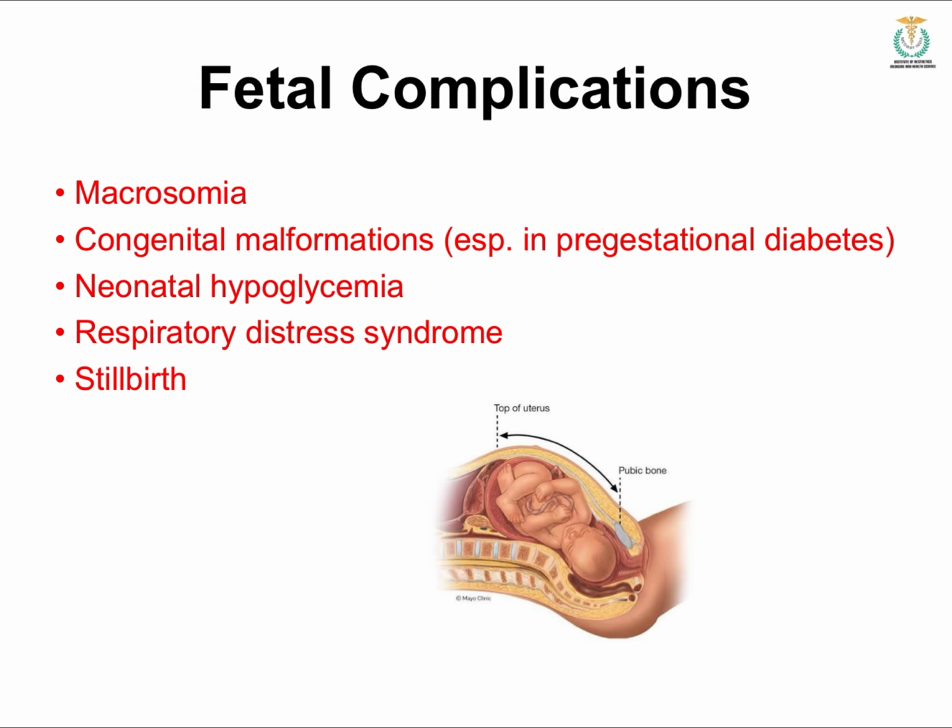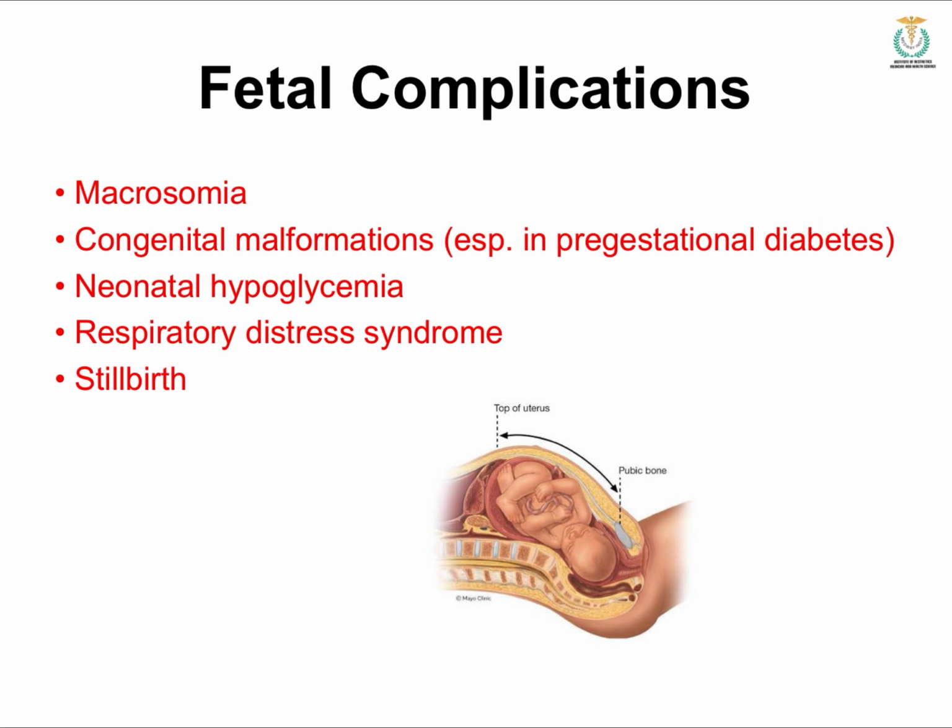Next are the complications we see in the fetus. The baby can also be affected, especially if the maternal sugars remain high. The common complications include macrosomia, as we discussed in the previous slides, when the baby is greater than 4 kg. That is very difficult for delivery, and it can also lead to shoulder dystocia. So that is one of the fetal complications. Next is congenital malformations, especially in pre-gestational diabetes or due to early exposure.